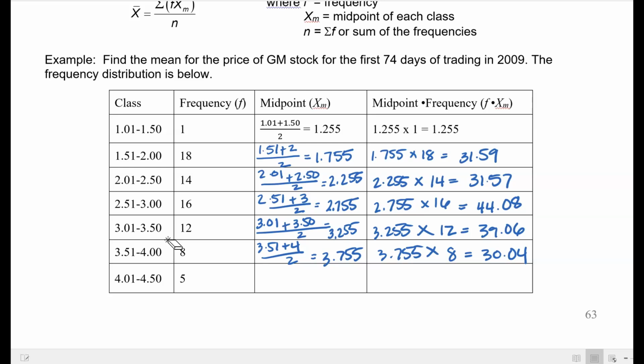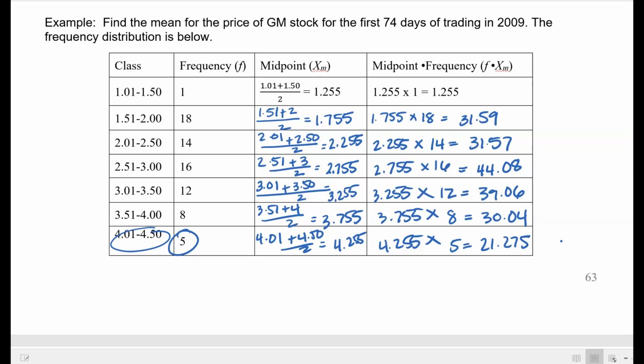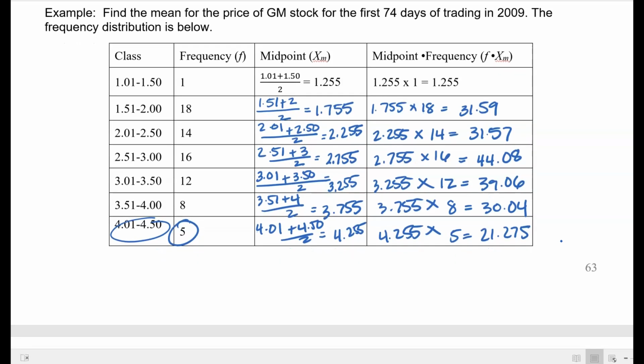And then last but not least, we've got the 4.01 plus 4.50 divided by 2 equals 4.255. And then we're going to take that number and multiply it by the frequency, which is 5, and we get 21.275. Okay, I'm just going to double check all those numbers real quick. I've got my answer key next to me, and those all look good. So you can see there are so many computations involved in these problems. My biggest piece of advice with all of the problems in this module is to really take your time and double check your work, because even if you're doing all the steps right, if you make even one error in the computation, then it's going to throw the answer off.